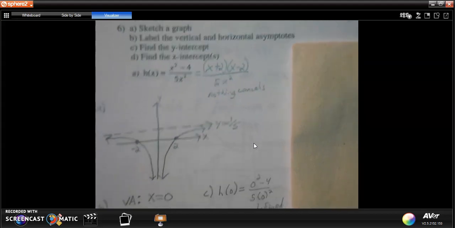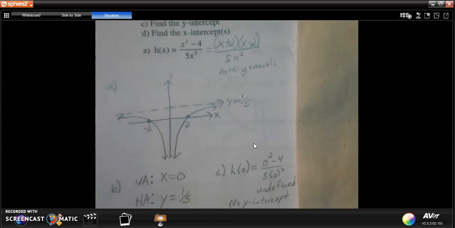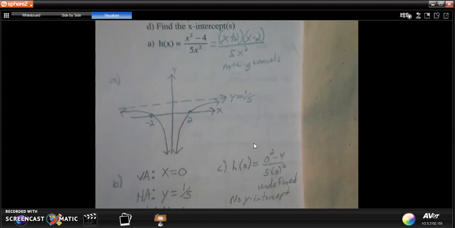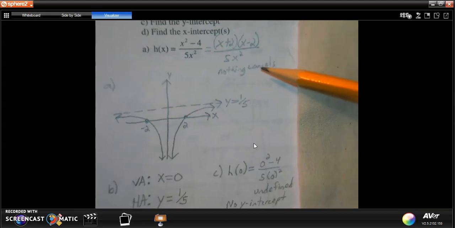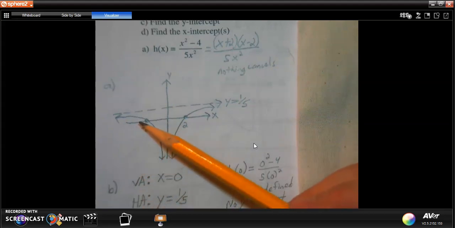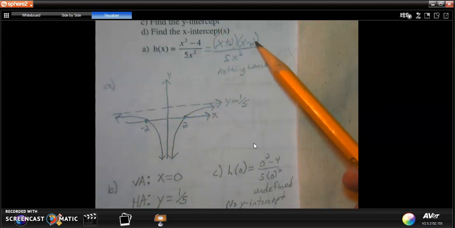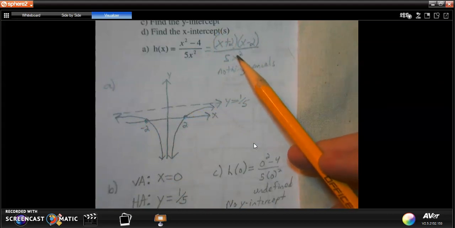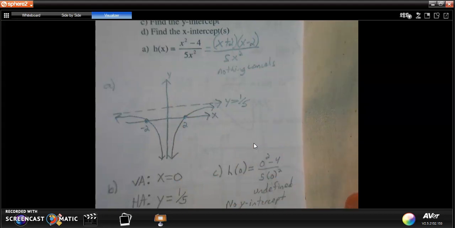Okay, so there's number 6A. Okay, so nothing cancels out on this one. Okay, so nothing reduces out. So what happens here is we have two x-intercepts at negative 2 and 2. That's when the numerator equals 0. And then when x equals 0, our function is undefined. We have a vertical asymptote, or an infinite discontinuity, at x equals 0.